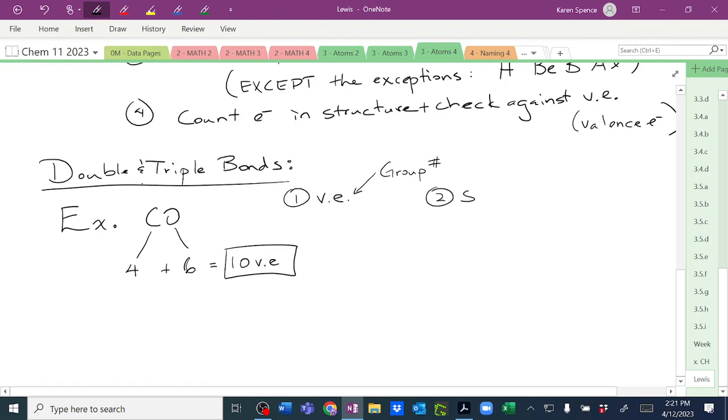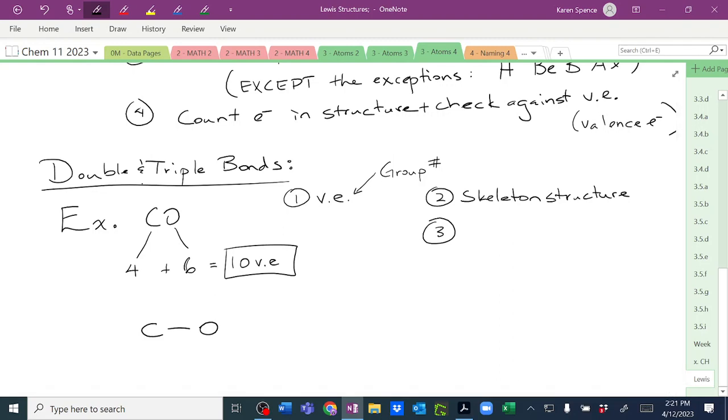To our skeleton structure, we need to put an atom in the center, except that there's only 2 atoms, so there won't be any central atoms. So we can just put them beside each other, okay? So here's our skeleton structure. What is step number 3? Tell your partner. Everyone always forgets it.